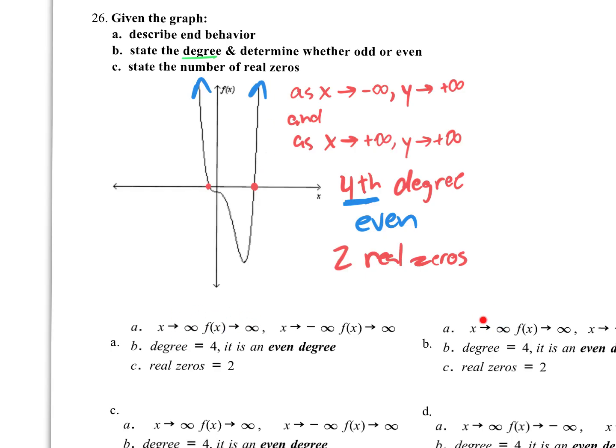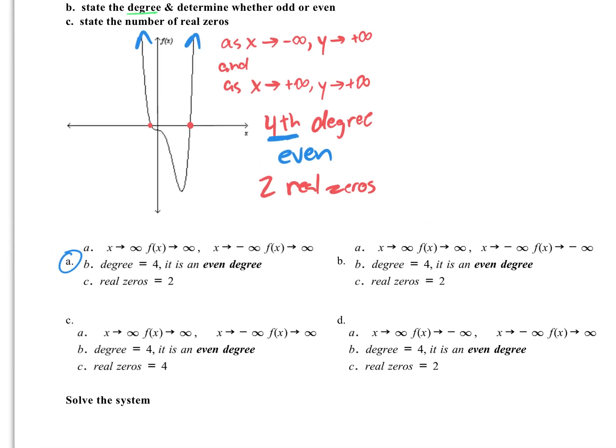Now, if you look at this one, as you go to the right, the f of x is going, I guess that also makes sense. Let's continue with this first one. All right, so as you're going to the right, the y values go up, okay? As you go to the left, the y values also go up. So that makes sense so far. Let's continue with the degree. It is a fourth degree. It's even. We wrote that down. 2 real zeros. The answer is option A right there.